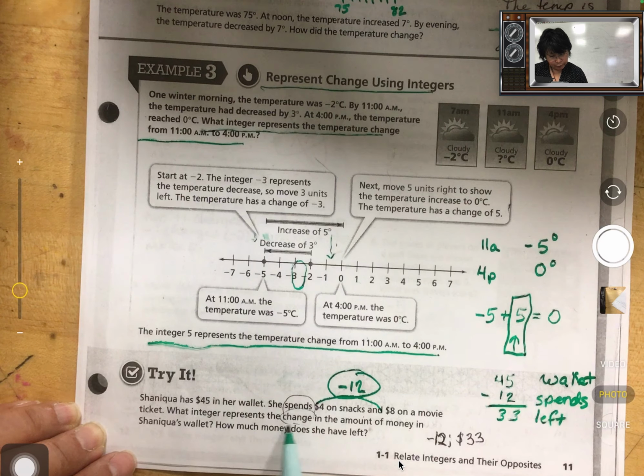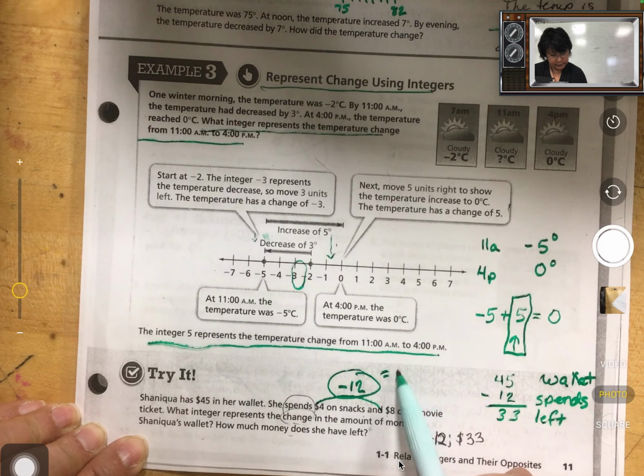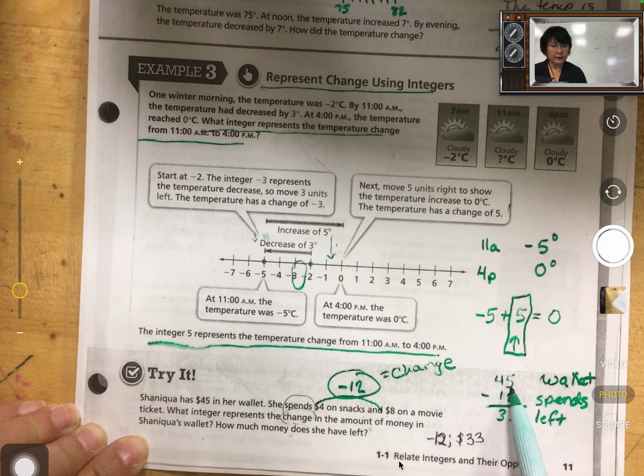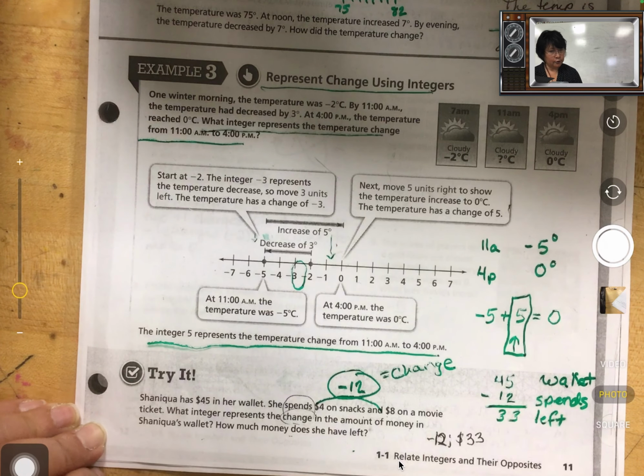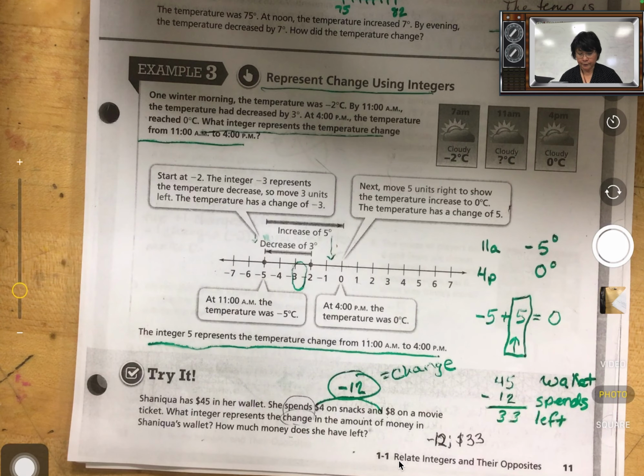What integer represents the change in the amount of money in Shaniqua's wallet? Well, she is subtracting a total of $12, so this equals the change. And how much money does she have left? We take the total amount of $45 minus the change, what she spent, and we have $33 left. So that is example 3.